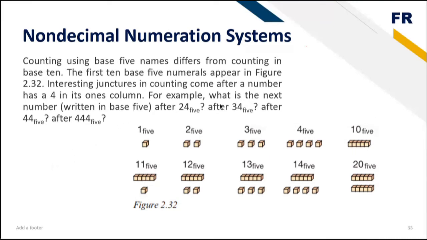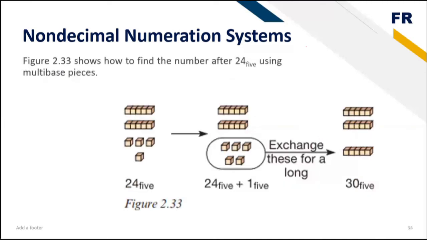Okay? So kapag sinulat natin yung 24 base 5, meron siyang particular na figure, yung 34 base 5, 44 base 5, and 444 base 5. So magkakaiba yun ngayon ng kanyang long, pwedeng meron na ring block, pwedeng may long, may block, and may unit. So yung figure 2.33 shows how to find the number after 24 base 5 using multi-base pieces. Kaya yung 24 base 5, meron tayong 2 longs and 4 units.